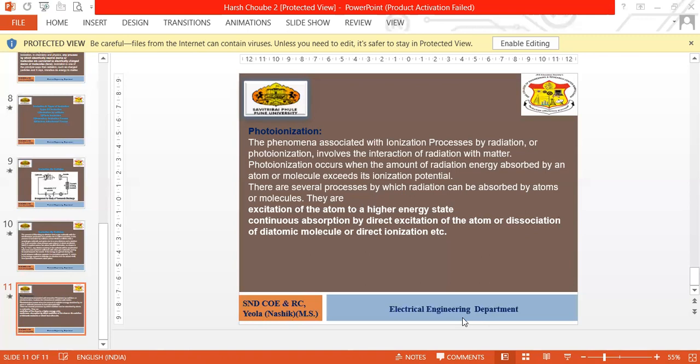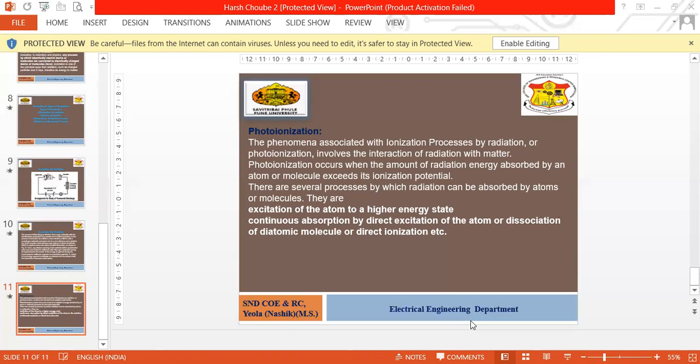There are several processes by which radiation can be absorbed by atoms and molecules: excitation of the atom to a higher energy state, first; then continuous absorption by direct excitation of the atom, or dissociation of a diatomic molecule, or direct ionization.